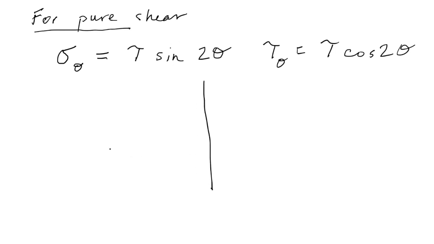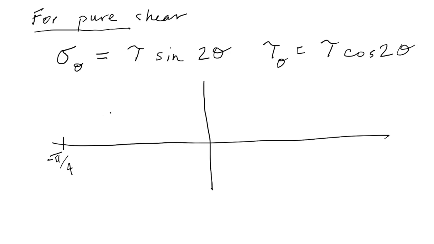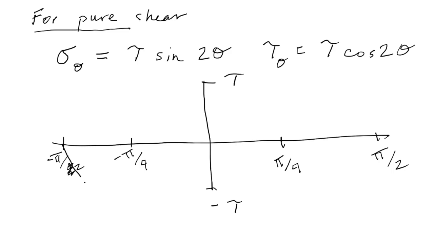Right, and so again, looking for maxes and mins of shears, we can go ahead and plot just like we did before. So we have minus pi over 4, pi over 2, minus pi over 4, pi over 4, pi over 2, where this is going to be tau, minus tau. Okay, and so let's see, we end up with this guy looks something like this.